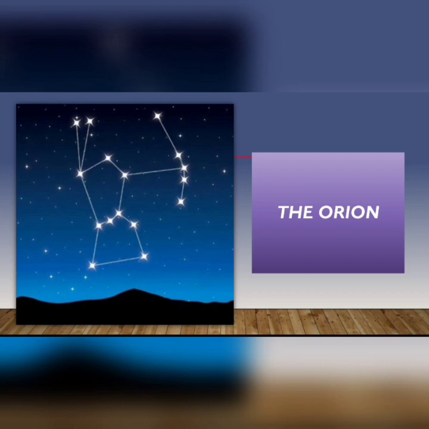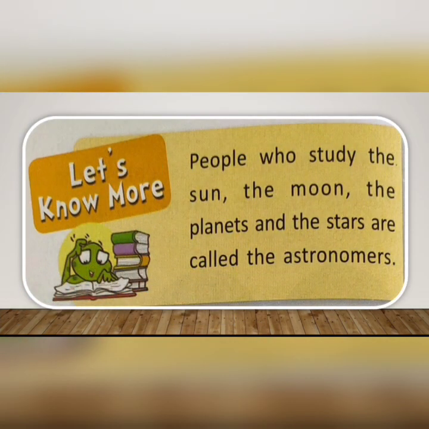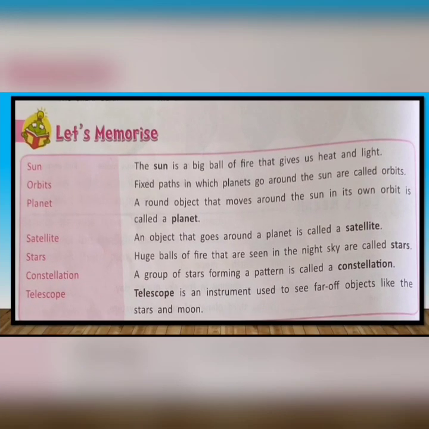Now let us know more about astronomers. People who study the sun, the moon, the planets and the stars are called astronomers. Try to remember this term, astronomer. And with that, the explanation of the chapter is over.